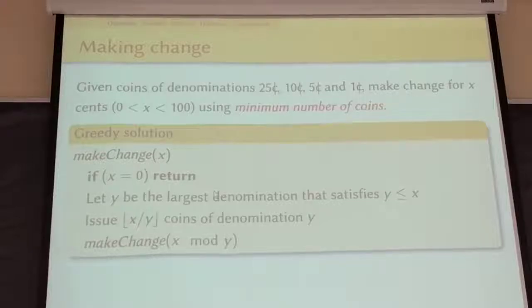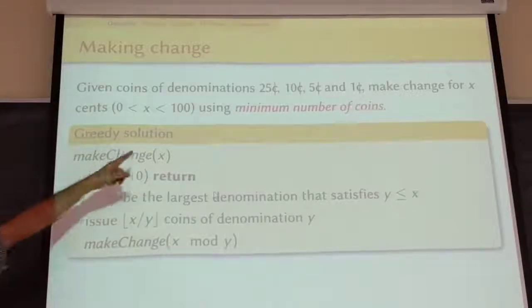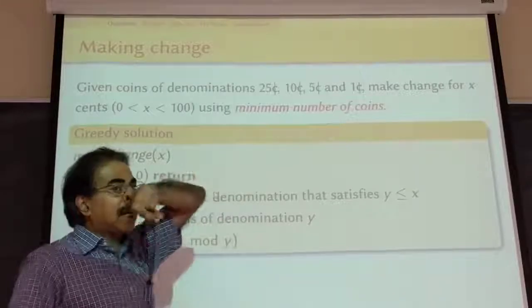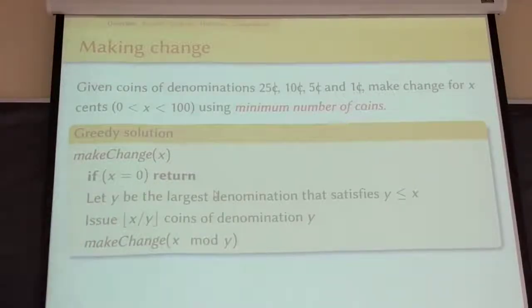So either it is exceptionally obvious or no, yeah, definitely. Okay. So this is the interesting question: is it optimal for all denominations? That is, in this particular case, 25, 10, 5, and 1, this algorithm is optimal. Okay?